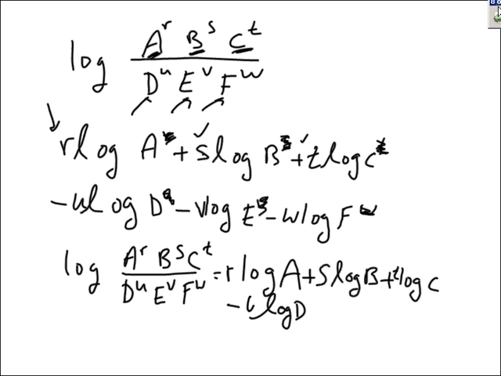log D to the U comes in front, minus log E to the V comes in front, minus log of F, the W comes in front. Of course, there would be some base, and every log would have the same base, whatever it is. If you can do that one, you can expand any log.